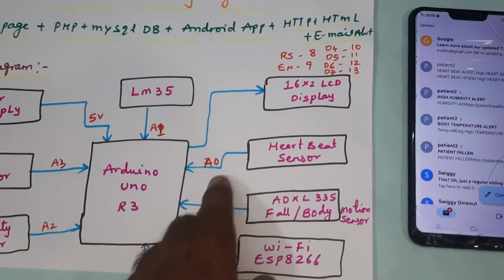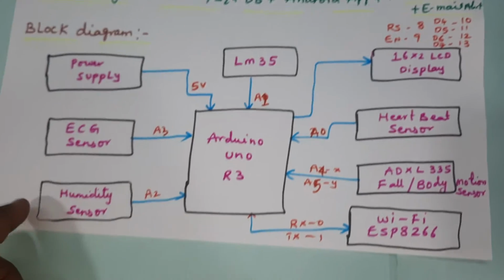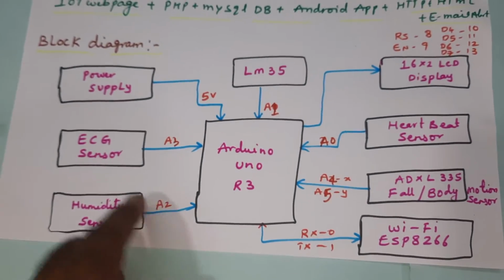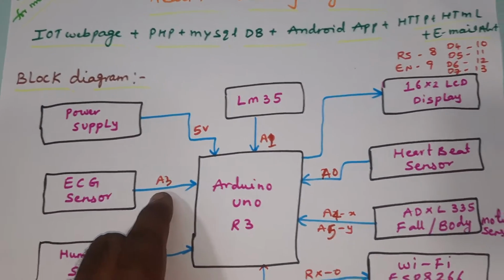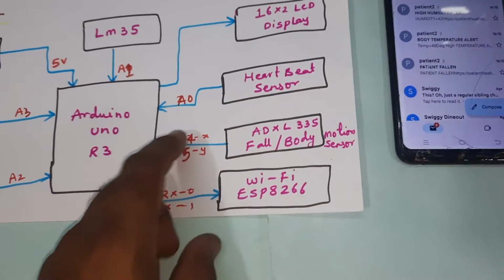Heartbeat sensor is connected to A0. LM35 temperature sensor is connected to A1. Humidity sensor is connected to A2. ECG sensor is connected to A3. ADXL335 fault detection sensor is connected to A4, A5.